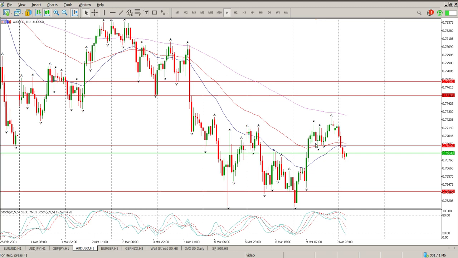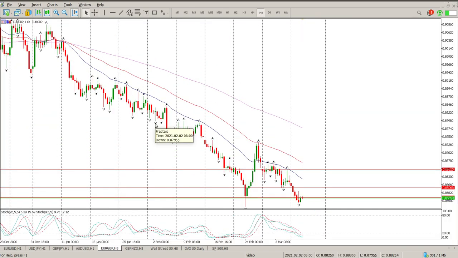So that's three pairs and two out of three pointing in the same direction, which is not too shabby. But anyway, I think for me at the moment, I need to wait for some confirmation before jumping in on that. Euro British pound.